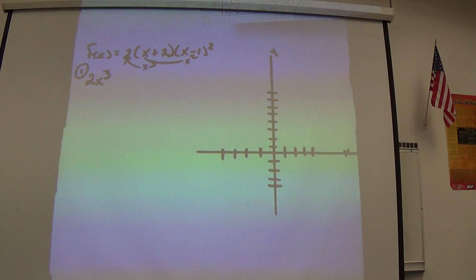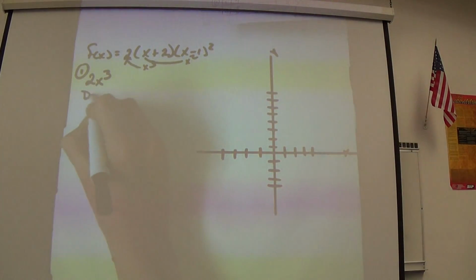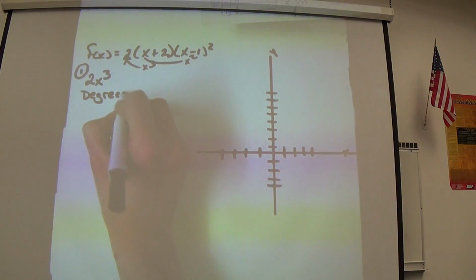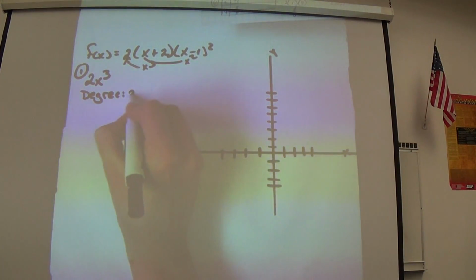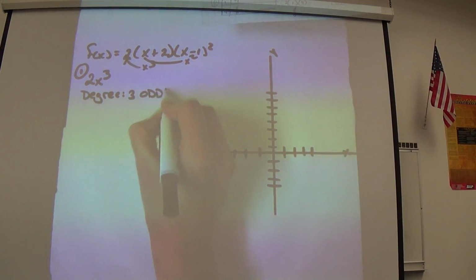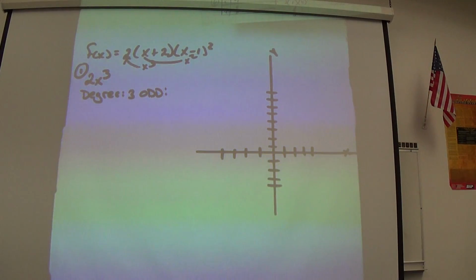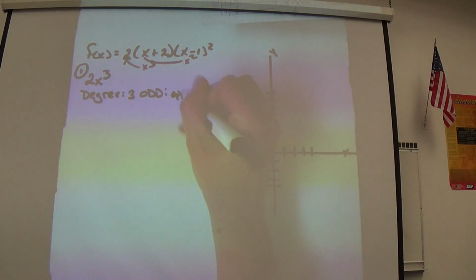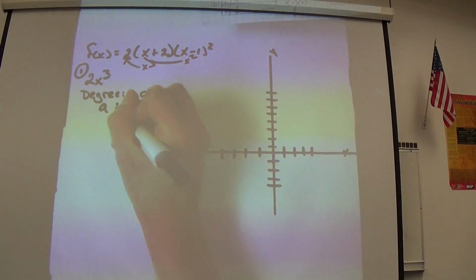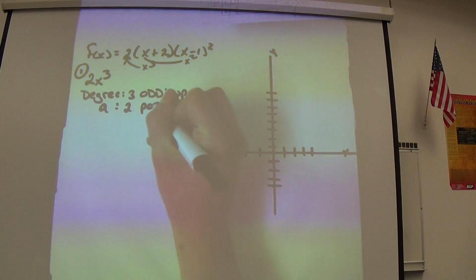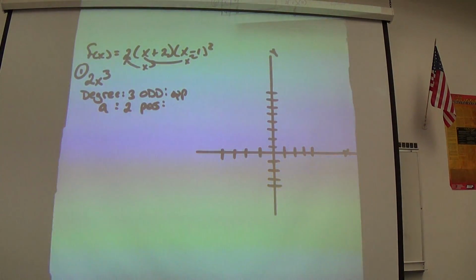Are we good? All right, so from here, what is my degree? 3. That is an odd number. So what do I know about my ends if it's odd? They go opposite. My a value is 2, that's positive. So what do I know?